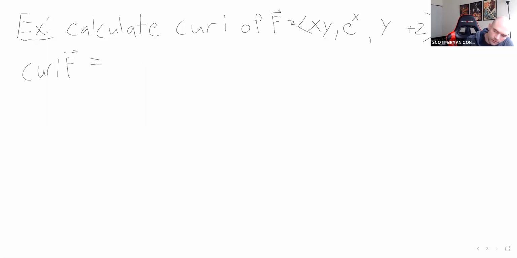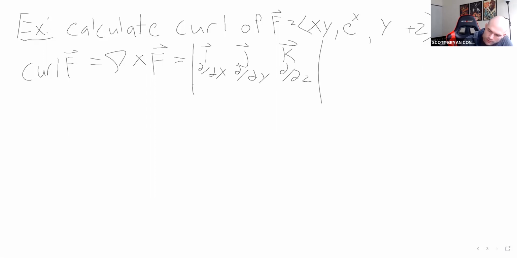So the curl of our vector field is, of course, del cross F. So del is d/dx, d/dy, d/dz, and our vector field F is xy, e to the x, y plus z. Let's do our plus minus plus. Okay. So remember cross product, start with i, cross out the row and column containing i.